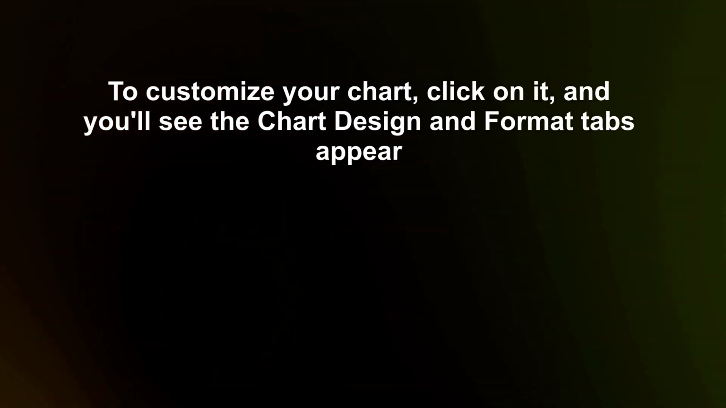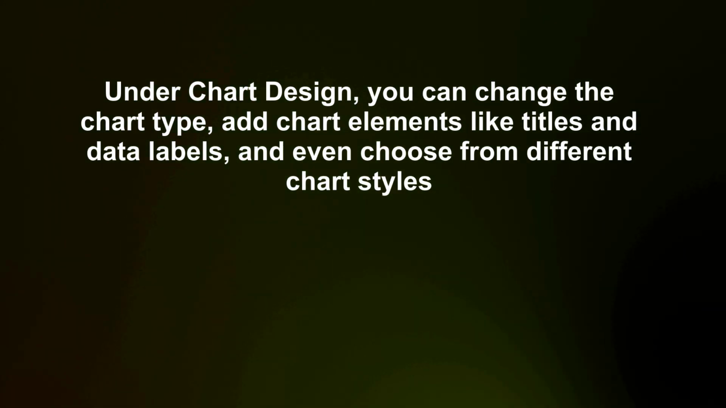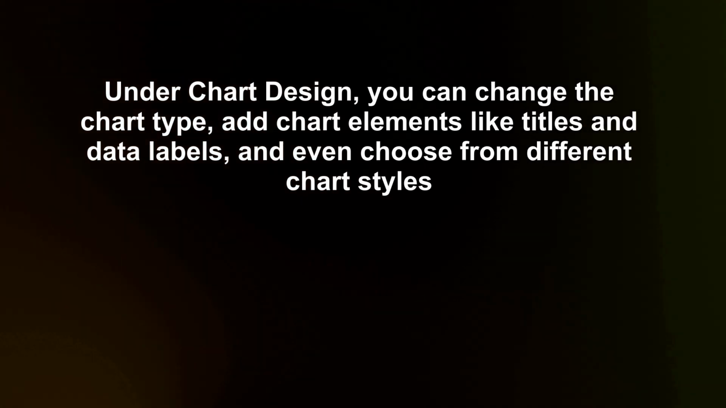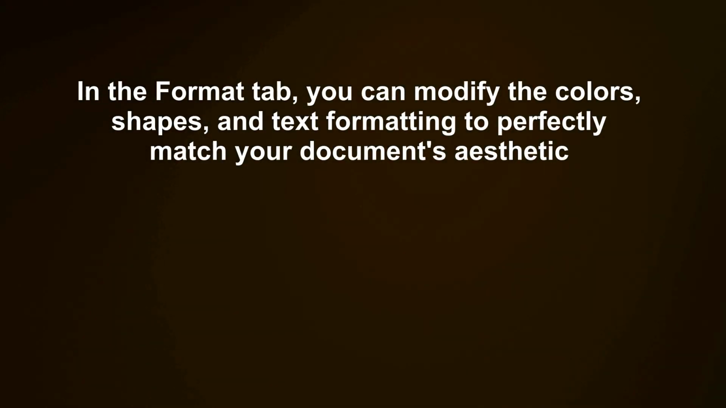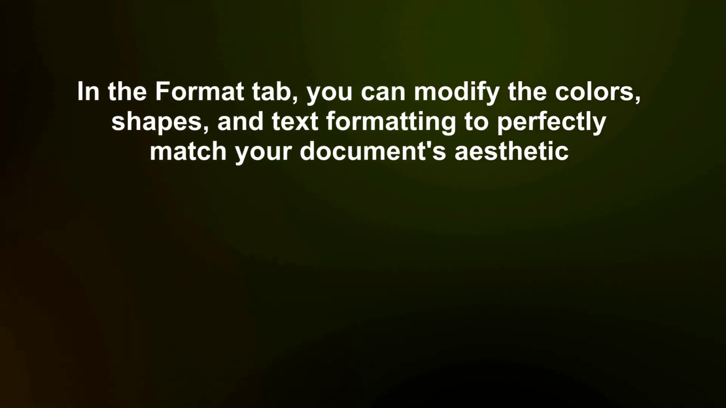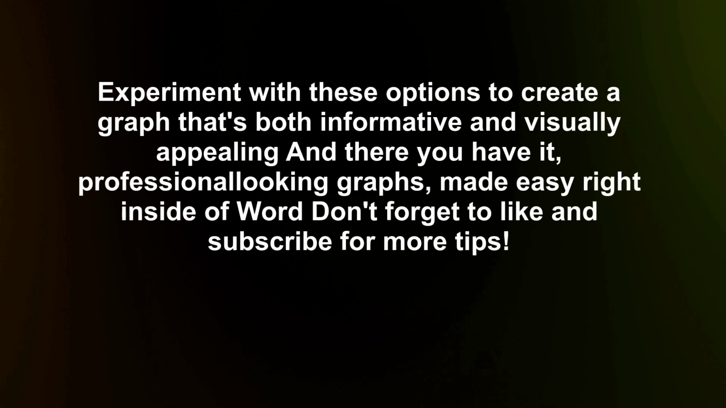To customize your chart, click on it, and you'll see the Chart Design and Format tabs appear. Under Chart Design, you can change the chart type, add chart elements like titles and data labels, and even choose from different chart styles. In the Format tab, you can modify the colors, shapes, and text formatting to perfectly match your document's aesthetic. Experiment with these options to create a graph that's both informative and visually appealing.